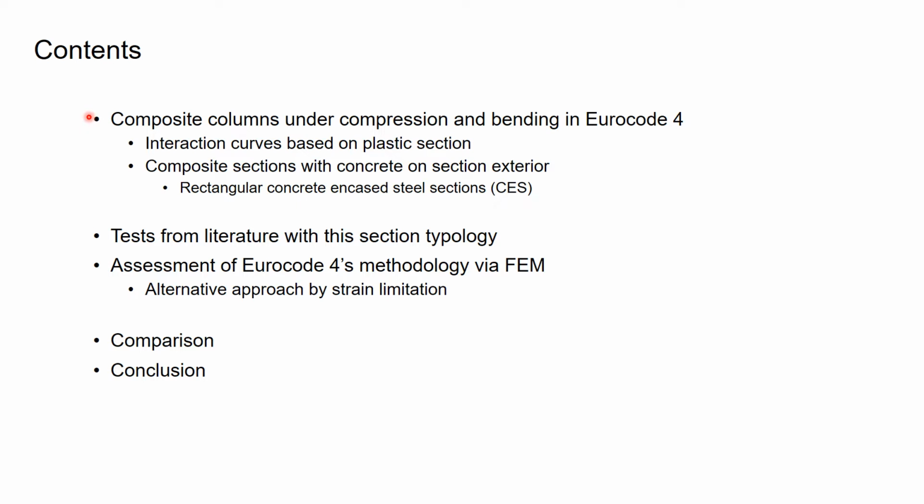Contents of my presentation are as follows. First is the composite columns under compression and bending in Eurocode 4. What is the methodology used in Eurocode 4 for composite columns under compression and bending? These are interaction curves based on section plasticity. And then we will focus on composite sections with concrete on section exterior, namely rectangular concrete encased steel sections, which will also be referred to as CES. And then we will go on with tests from literature with this section typology. And then we will assess the Eurocode 4's methodology via finite element method, and we will present alternative approaches by strain limitation to create the interaction curves. And then we will compare these different approaches, and then we will conclude the presentation.